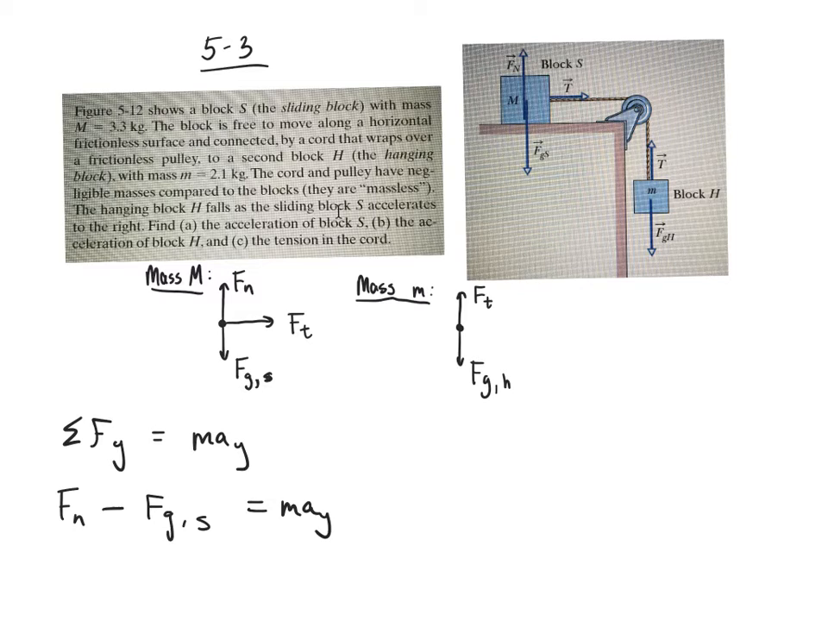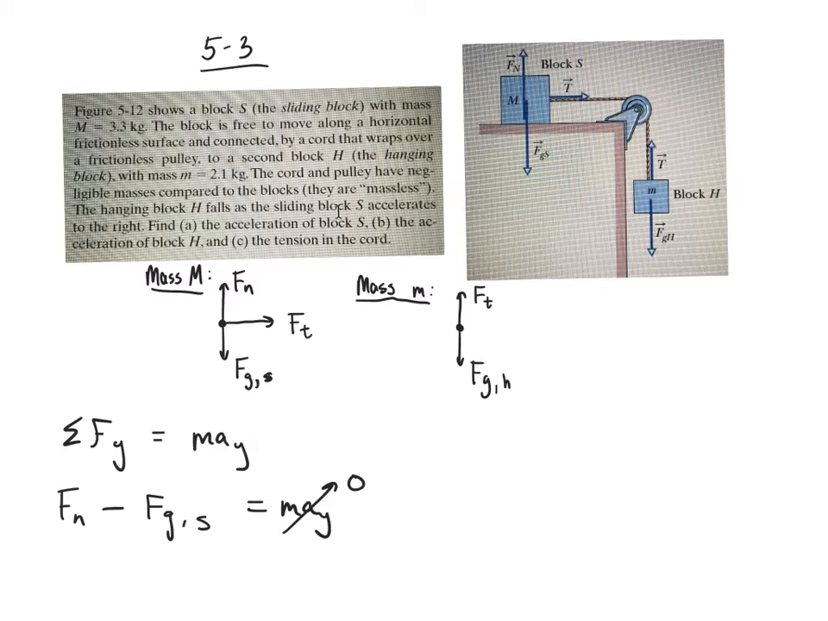F_N,y is 0. Good. So this is 0 because a_y has to be 0 for the first block. It's not accelerating up or down. It's in vertical equilibrium, vertical translational equilibrium in that case. So this becomes 0 in this problem here, again, because a_y is 0 for the first block.